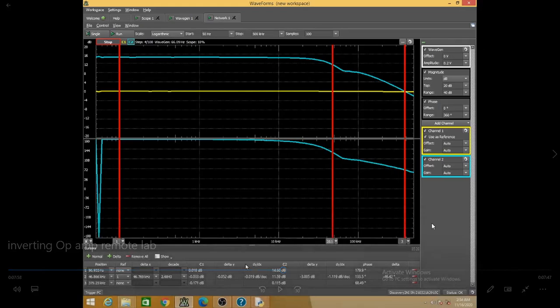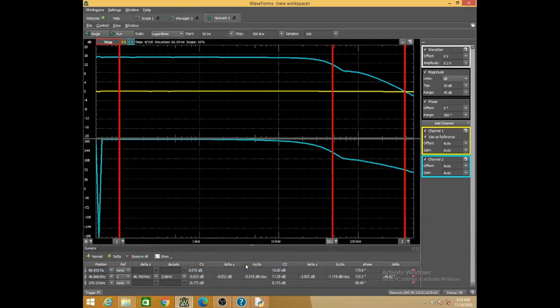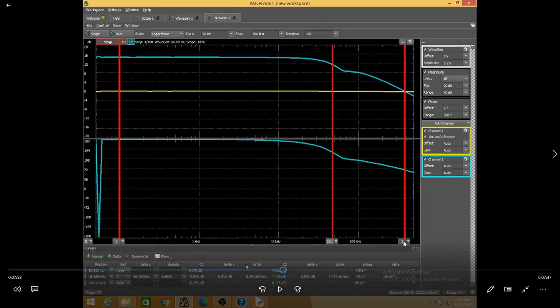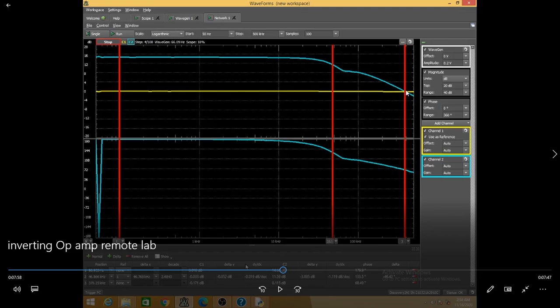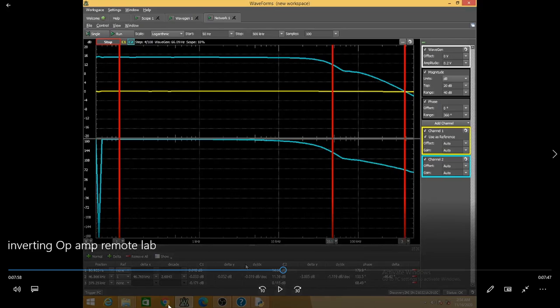Yes, sir. Does the third cursor correspond to a gain of 1 volt per volt, which is equal to 0 dB? It is the third cursor, sir, at the bottom. Yes, sir. Is this gain corresponding to 0 dB? Yes, sir. Is 0 dB a gain of 1 volt per volt? Yes, sir. This frequency is the unity gain frequency, unity gain bandwidth. Can you say it is 379.25 kilohertz?